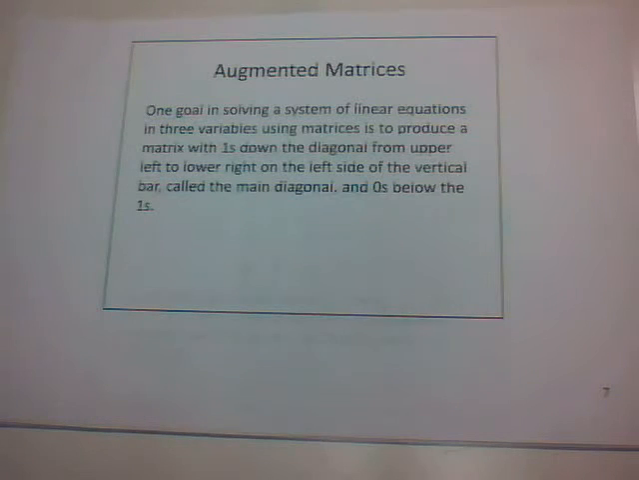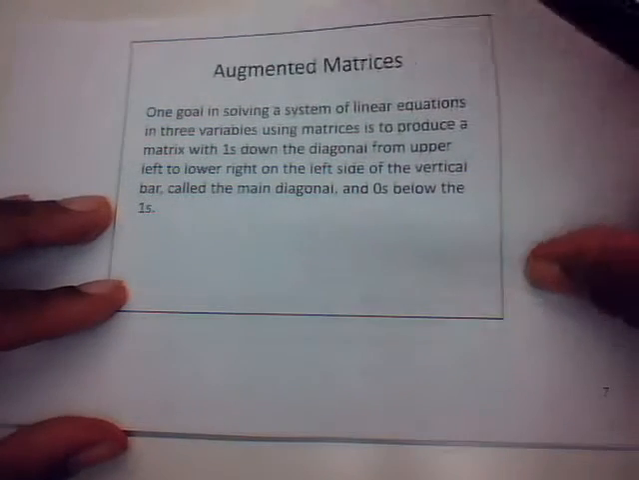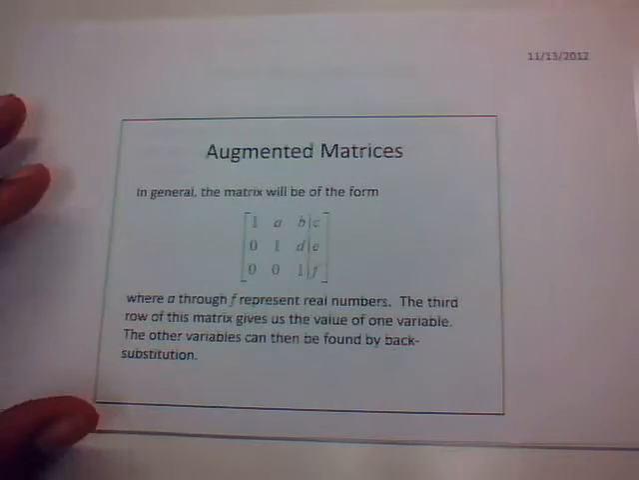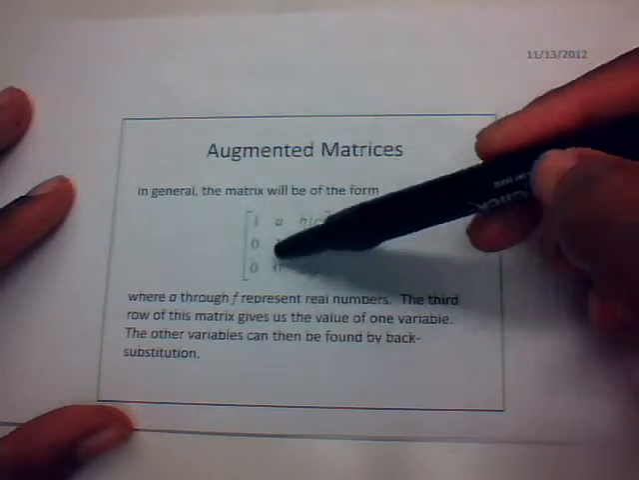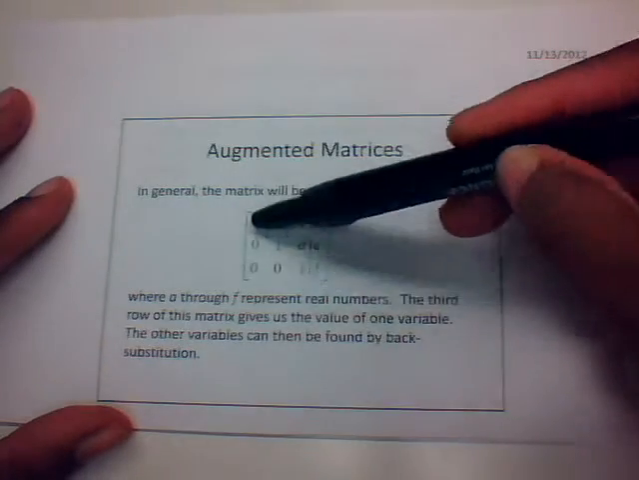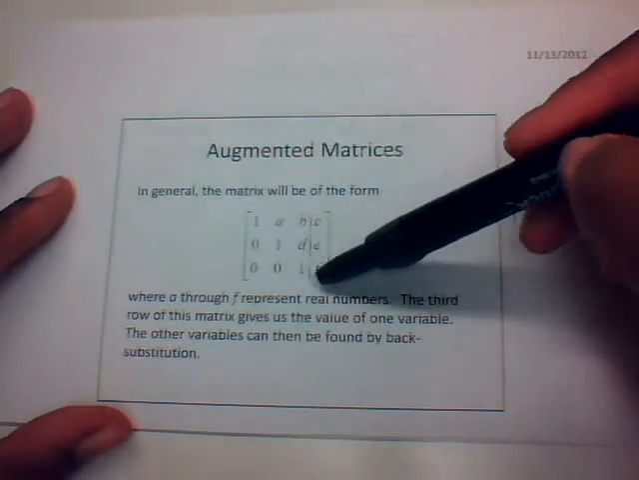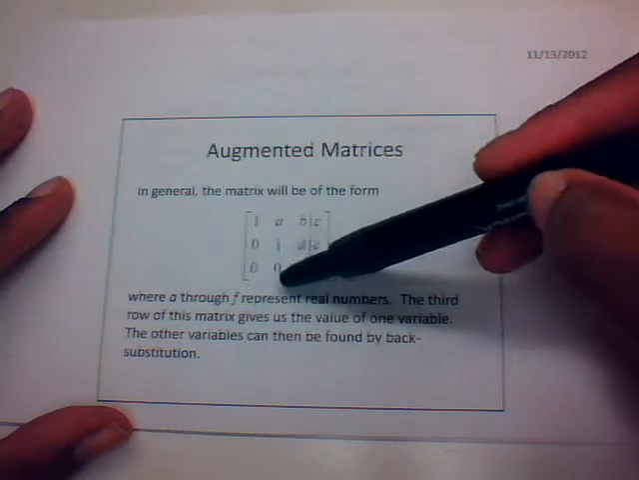So we're going to create a matrix in a way that we only have ones along the main diagonal, that's from upper left to lower right on the left side of the vertical bar, and zeros will be underneath those ones. And here's an illustration of just that. Because what we want is just ones along the main diagonal. This is the main diagonal right here. And then you're going to have zeros underneath it.